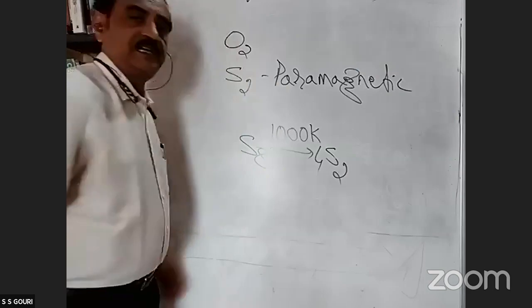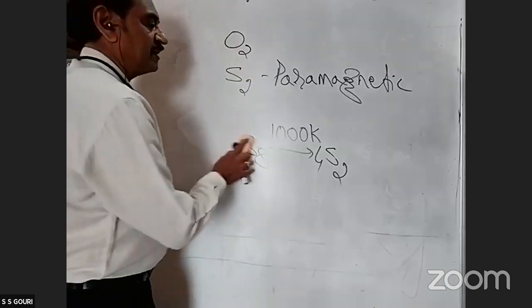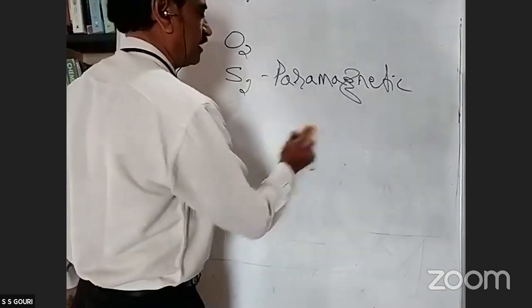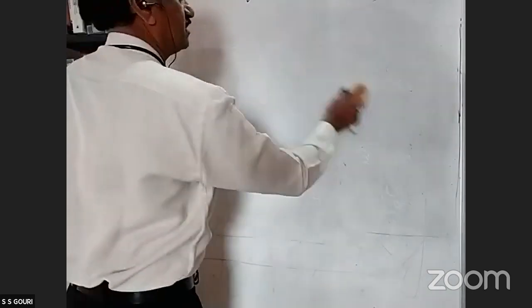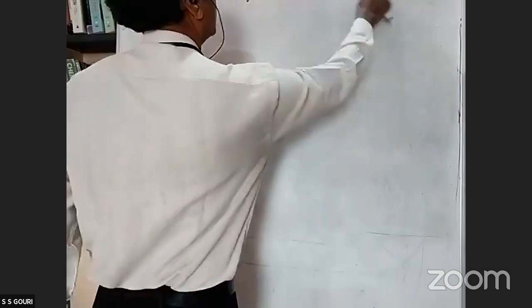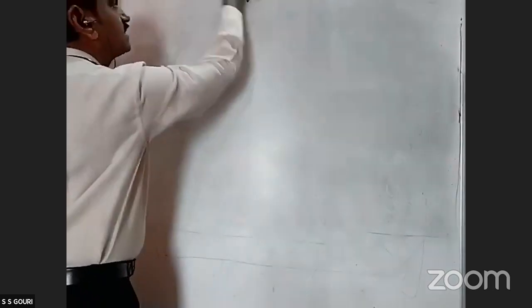And that is why it is paramagnetic in nature. S2 is paramagnetic in nature. So this is the idea regarding sulfur.